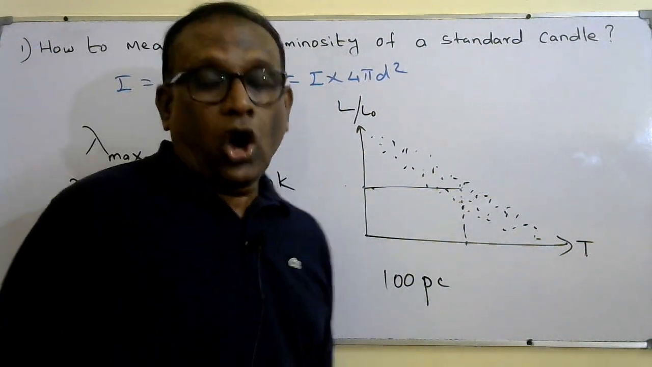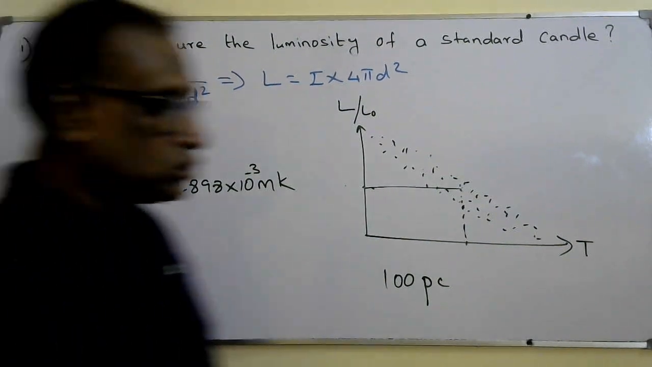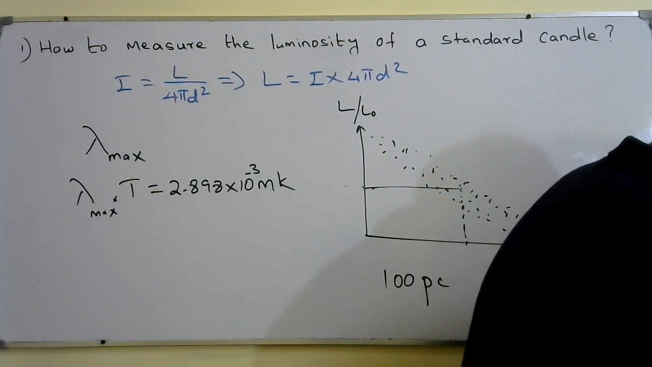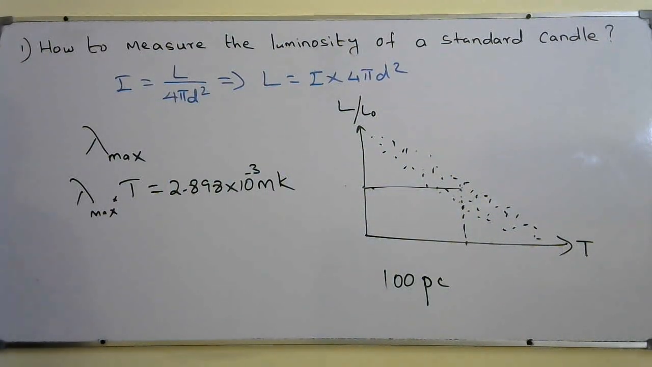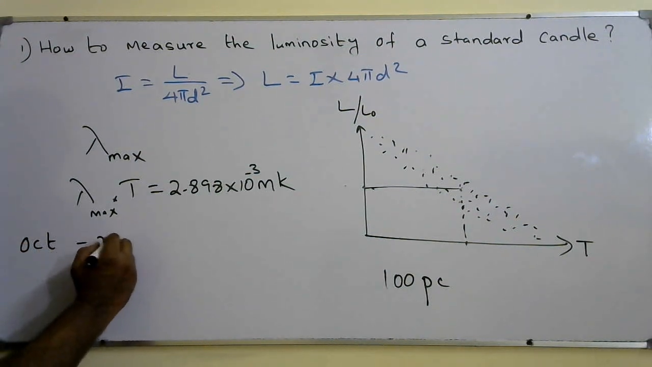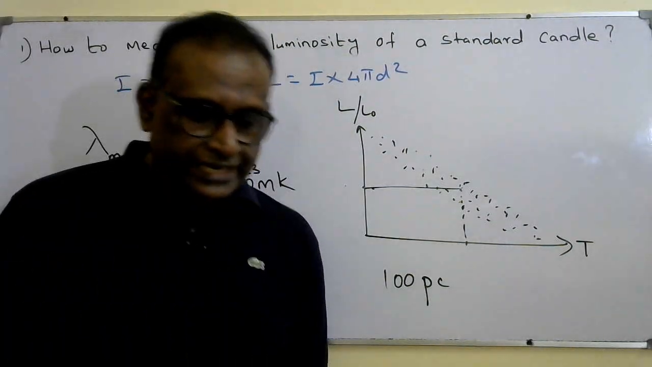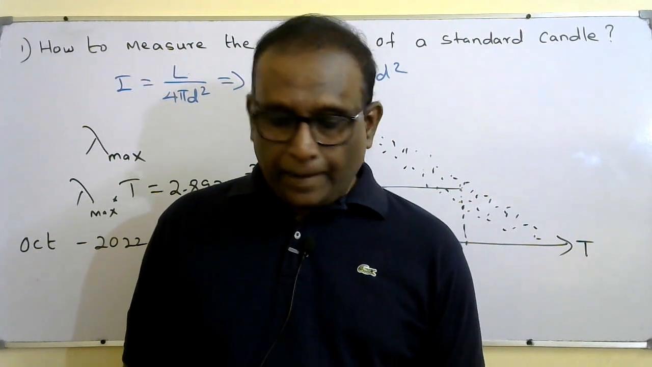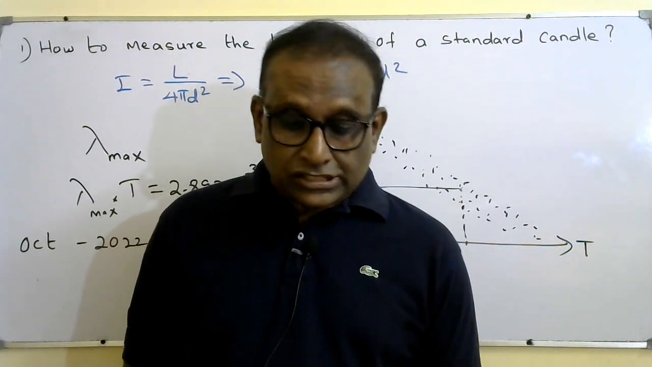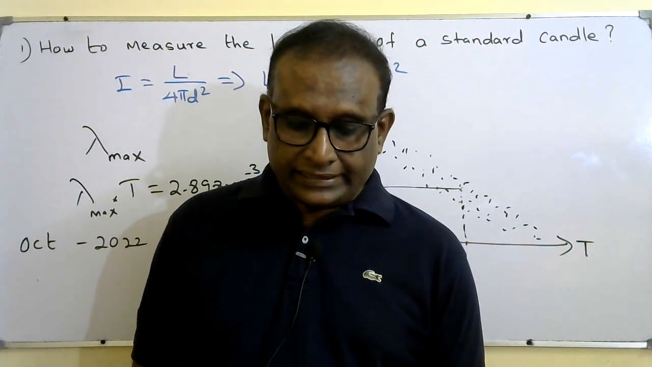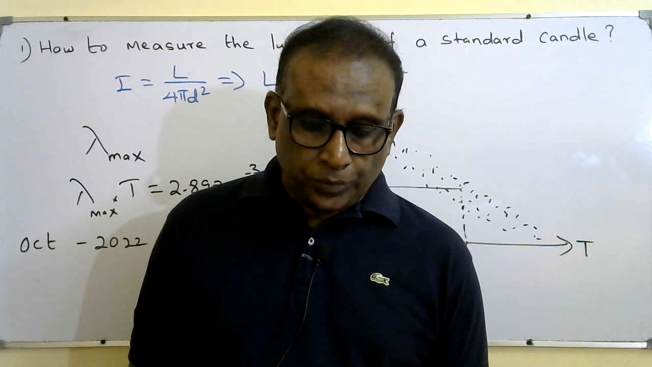The same question appeared in the October 2022 paper, question number 13. The question is: the average distance between galaxies is many times greater than the size of our galaxy. Astronomers use standard candles to determine the distances to other galaxies. Describe how astronomers determine the luminosity of a standard candle.